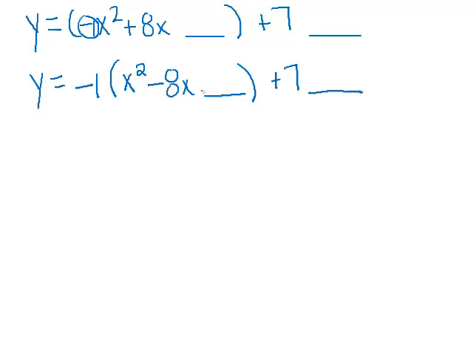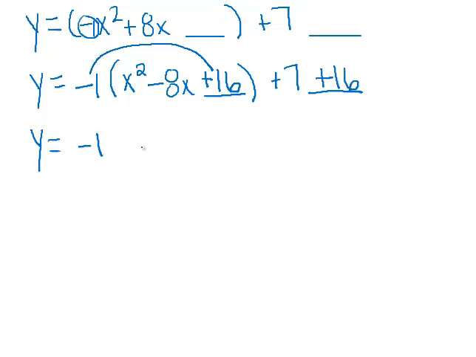So what's going to go into this space? Well, half of negative 8 is negative 4, and then negative 4 squared is positive 16. You should never, ever have a negative here. But what's going to happen is when I multiply the negative 1 times a positive 16, that does give me a negative 16, so I need to balance it over here with a positive 16. So please make sure that that makes sense to you on why I had to put a positive 16 over here. Now just go ahead and simplify it.